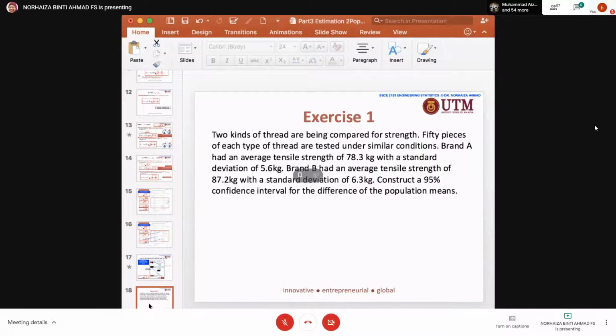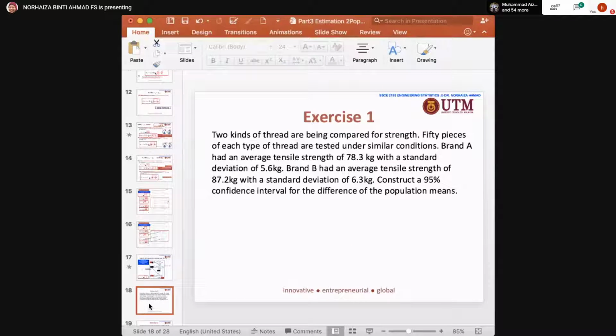Let's look at an example. Here you've got two kinds of thread being compared for strength. 50 pieces of each type of thread are tested under similar conditions. Brand A had an average tensile strength of 78.3 kilograms with a standard deviation of 5.6 kilograms, and brand B had an average tensile strength of 87.2 and a standard deviation of 6.3. Construct a 95% confidence interval for the difference of the population means.